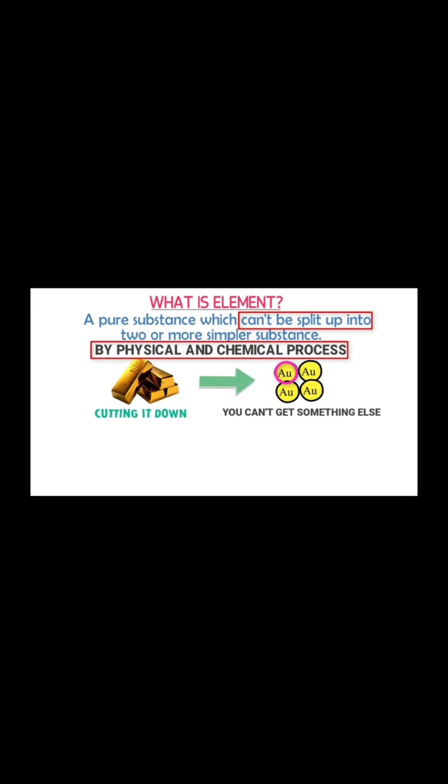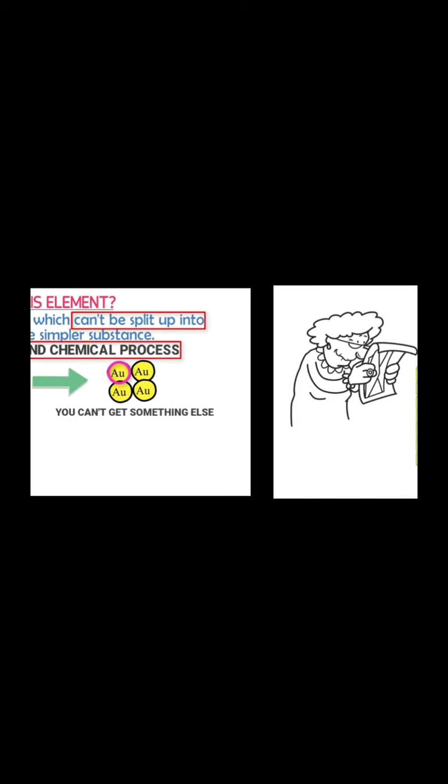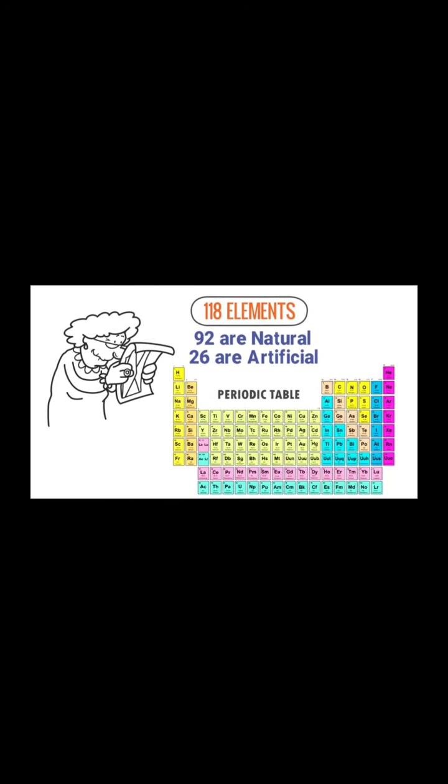Totally, how many elements are there in the periodic table? Yes, 118 elements, out of which 92 are natural elements and 26 are artificial elements, that is man-made elements.